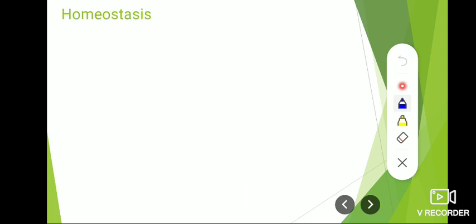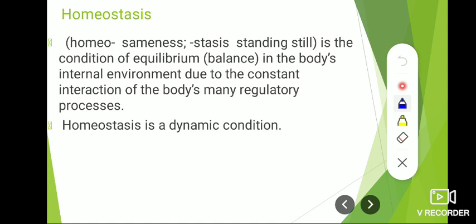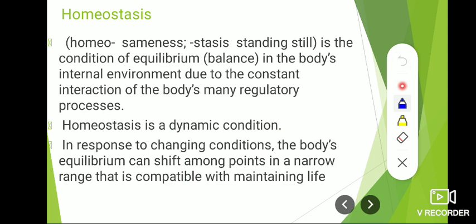So homeostasis, where homeo means sameness and stasis means standing still, is a condition of equilibrium or balance in the body's internal environment due to constant interaction of the body's many regulatory mechanisms. It is dynamic, dynamic meaning constant changes are happening, yet it is constantly maintained. In response to changing conditions, the body's equilibrium can shift among points in the narrow range that is compatible with maintaining life.